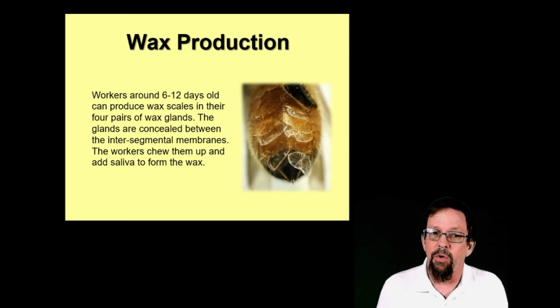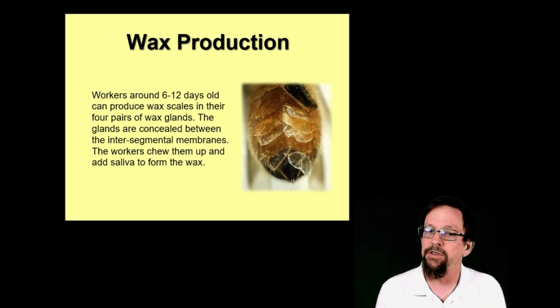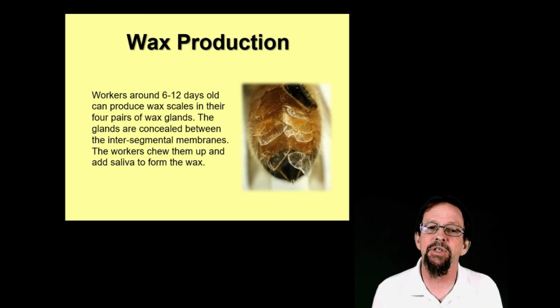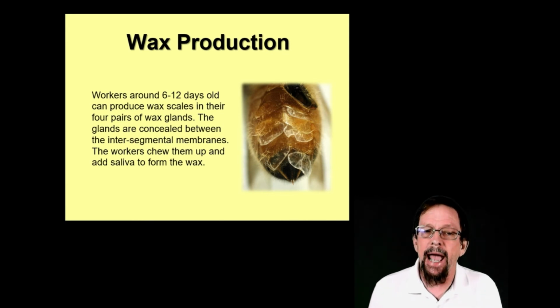Wax production. Workers around 6 to 12 days old can produce wax scales in their 4 pairs of wax glands. The glands are concealed between intersegmental membranes. The workers chew them up and add saliva to form the wax.